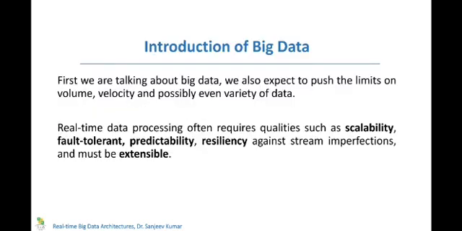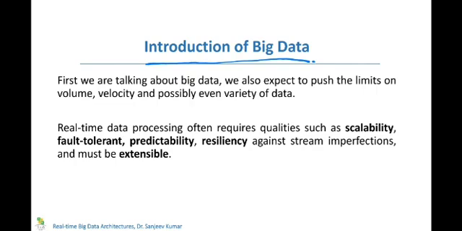Firstly, we can discuss the introduction of big data. We also expect to push the limits of volume, velocity, and possibly even variety of data. It means we have a lot of resources that generate data, like Facebook, Twitter, LinkedIn, mobiles, laptops, computers, etc. We have generated the data and stored it in big data. That is the introduction of big data.